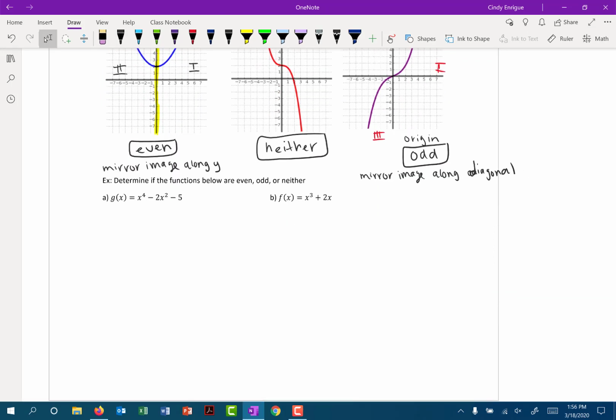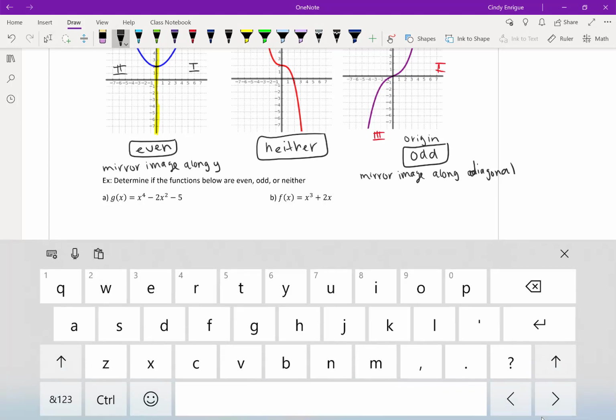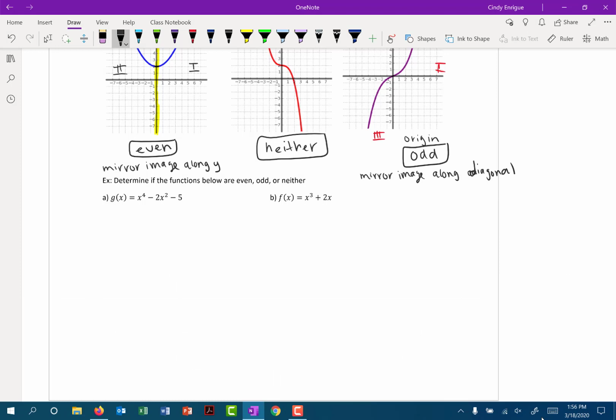So you will want to know whether something is even, odd, or neither. So we're going to have to determine. Well, let's see what happens when we plug in a negative x. So here's my g function. So I have my g. And now what I'm going to plug in is going to be a negative x. Let's see what happens when I plug that in. So here's x to the 4th power minus 2x squared minus 5. So what I'm plugging in is a negative x.